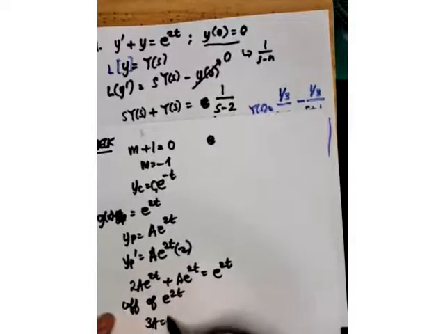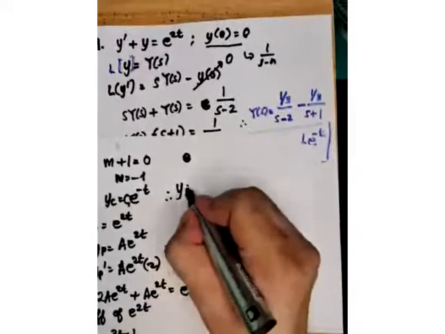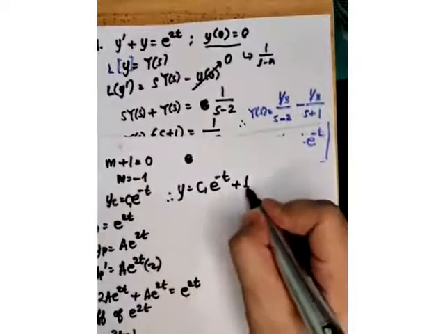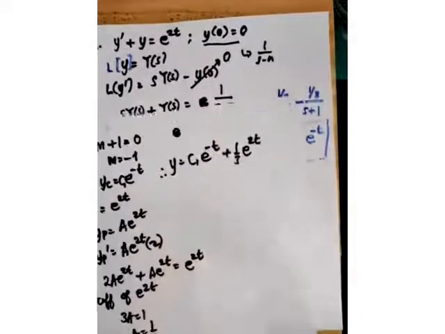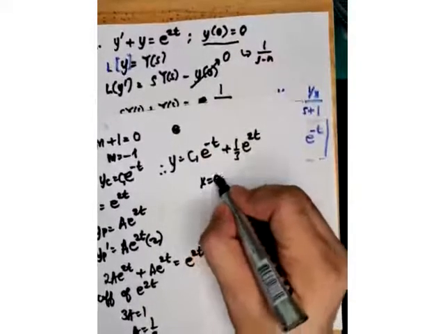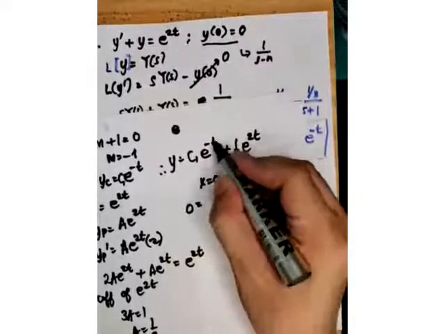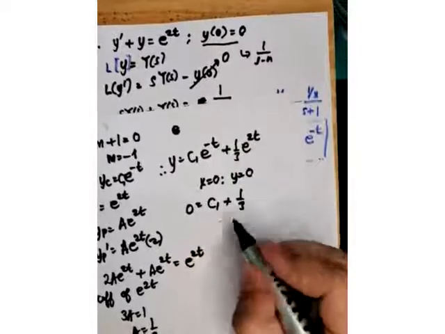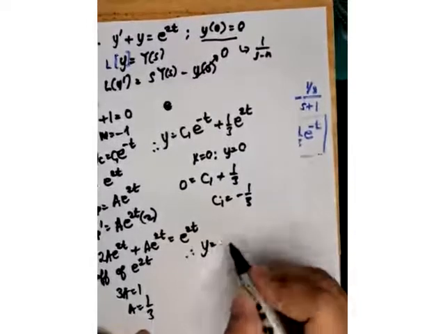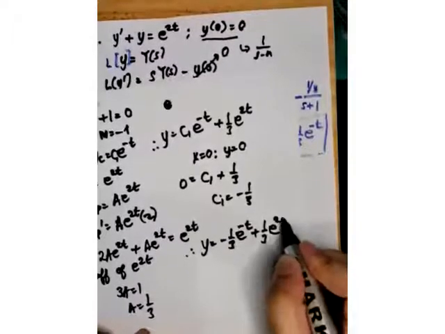So 3a is equal to 1, so a is equal to 1/3. Therefore, this general solution is c1 e raised to negative t plus 1/3 e raised to 2t. Okay? Kaya lang, i-apply natin yon. So when x is 0, y is equal to 0. So 0 is equal to c1 plus 1/3, so c1 is equal to negative 1/3. Therefore, y is equal to negative 1/3 e raised to negative t plus 1/3 e raised to 2t.